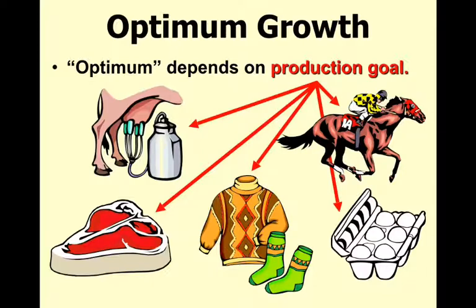So understanding that optimum is going to change from species to species, and even within a species, it's going to change from stage of production to stage of production. So optimum is kind of a loose goal, but we want to achieve optimum growth in all of our animals.